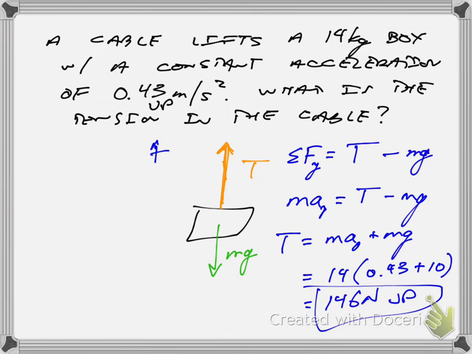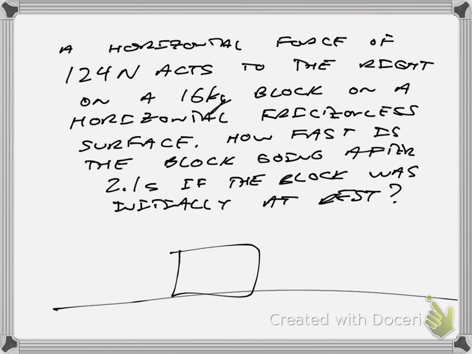All right. So let's ramp it up just a little bit. This time we have a horizontal force of 124 newtons acting to the right on a 16 kilogram block on a horizontal frictionless surface. How fast is the block going after 2.1 seconds if the block was initially at rest?